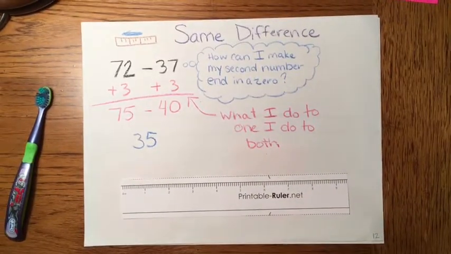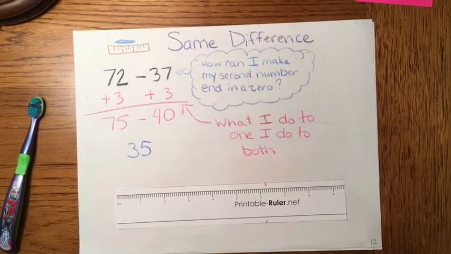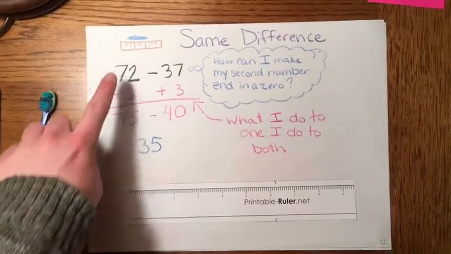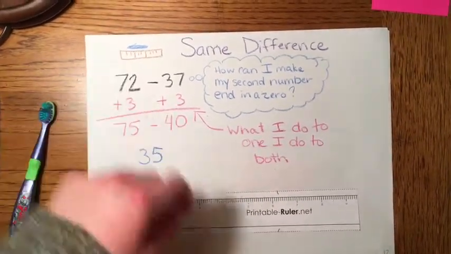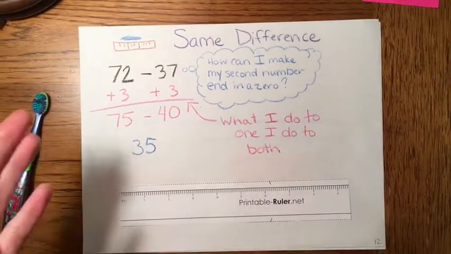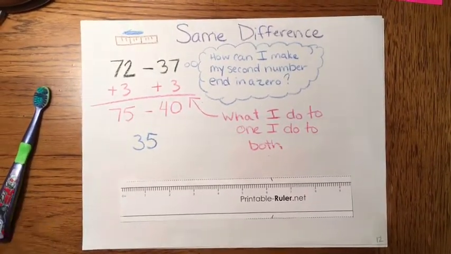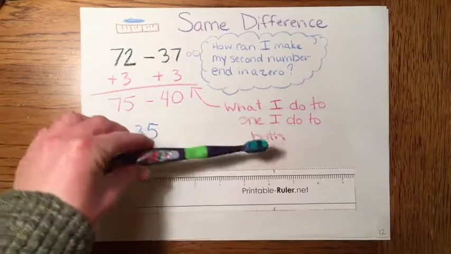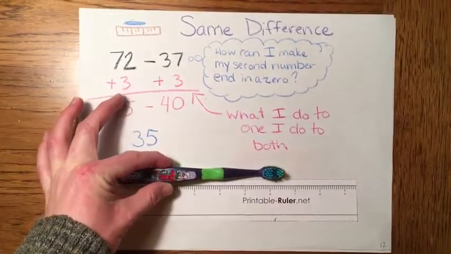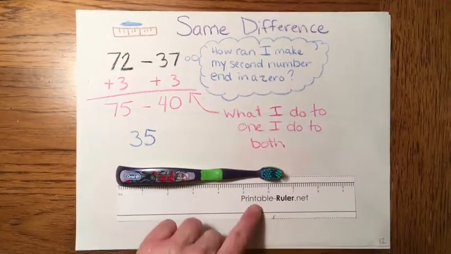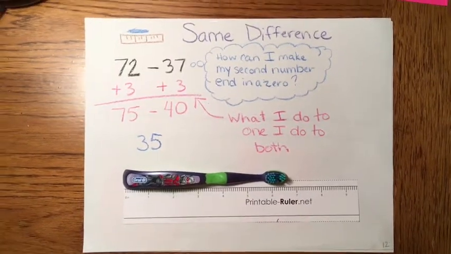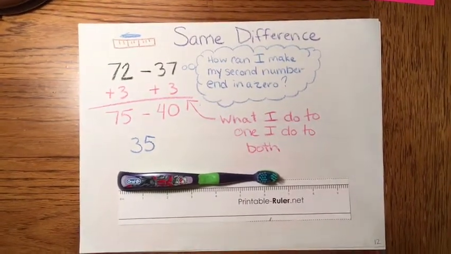The same difference strategy is the next strategy we're going to take a look at. The same difference strategy, notice the icon looks like a ruler. And remember at the beginning of the video I talked about the same difference is kind of like something on top of a ruler. So if I put this toothbrush on my ruler, this nice ruler from printableruler.net, nice place to go for any of your printable ruler needs.